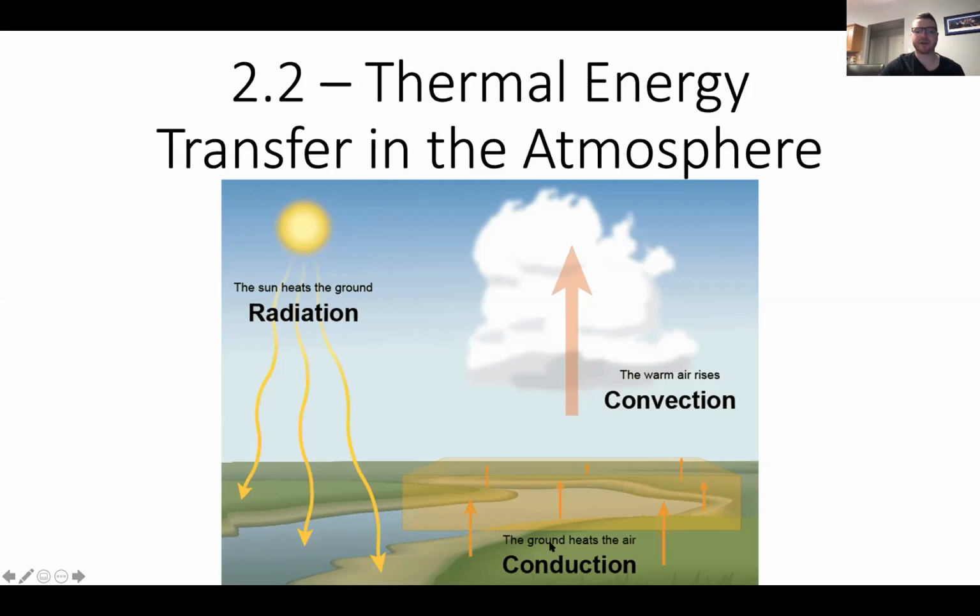And the ground heating the air from direct contact, this is considered conduction. Okay.